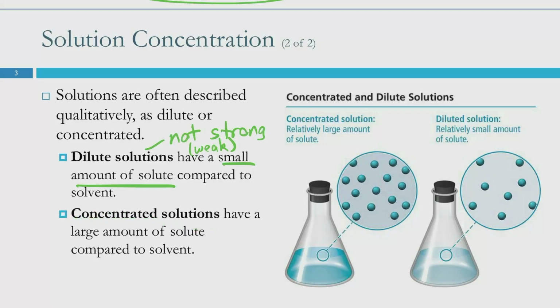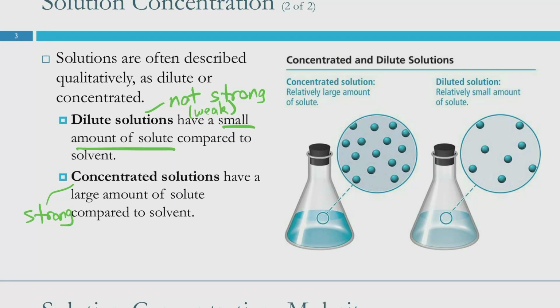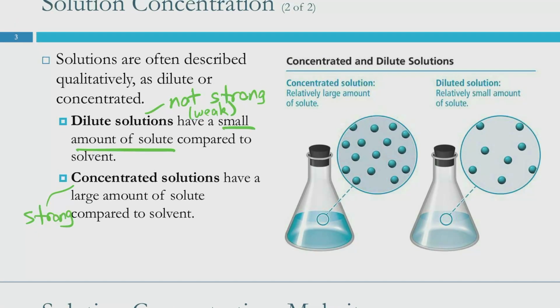Concentrated solutions have a large amount. So these would be strong solutions, is another way that we would refer to them. So we've got a lot of the solute in the solution compared to the solvent. So a small amount of solute is dilute, a large amount of solute is concentrated.